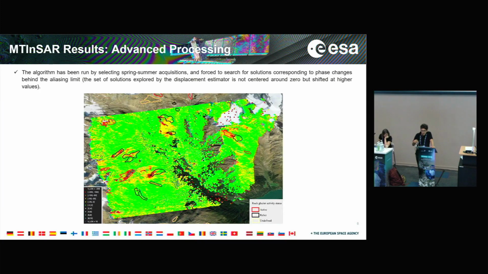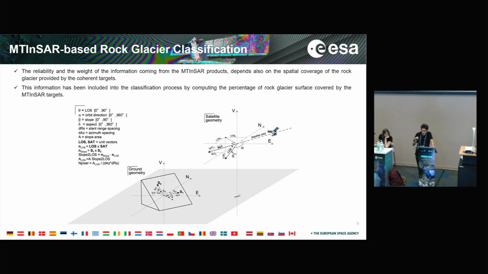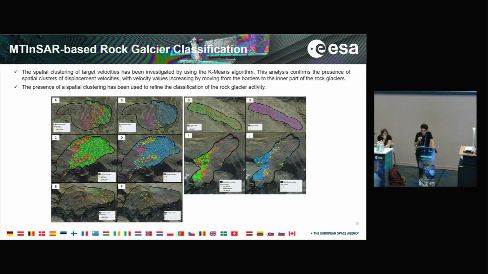So we try to implement classification procedures based on these results from SAR interferometry. First of all, we compute the percentage of rock glacier surface covered by the coherent targets, because of course the reliability of the information that we are able to use to classify each rock glacier according to velocity depends on the number of targets within the rock glacier polygons. So we built this automatic procedure, quite simple, to derive the density, and so the reliability of the information that we are able to derive from the multitemporal SAR interferometric products.